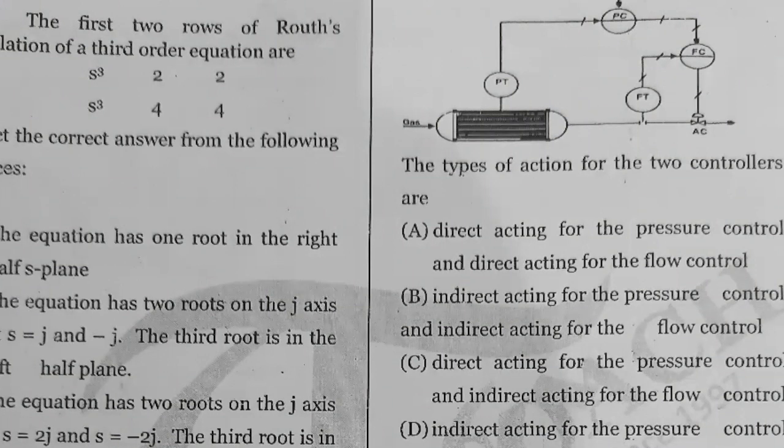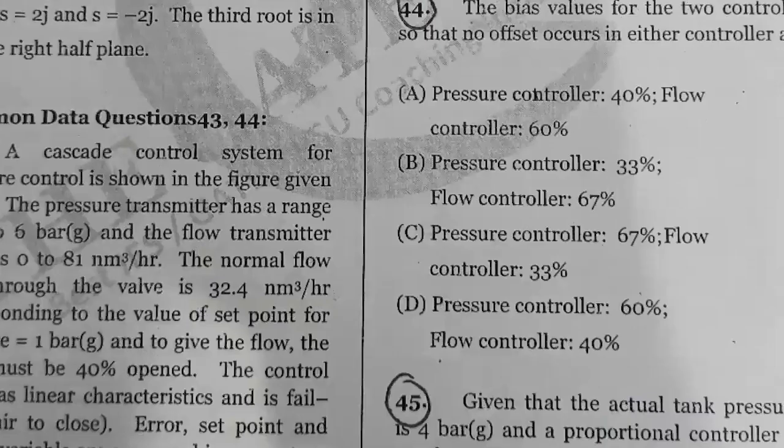And they are asking the first question, the type of action for the two controllers. What is the type of action for the two controllers? You have a pressure controller and a flow controller. So let us check what the question is first. The range of the pressure transmitter is given as 0 to 6 bar, that is, we are able to measure from 0 to 6 bar. The range of the flow transmitter is 0 to 81, again we are able to measure only 0 to 81. Normal flow rate through the valve is 32.4.